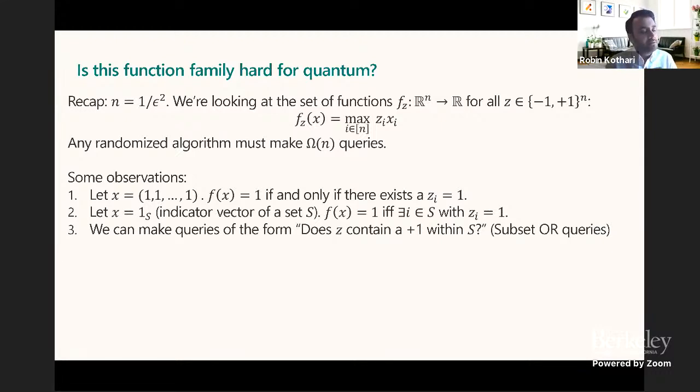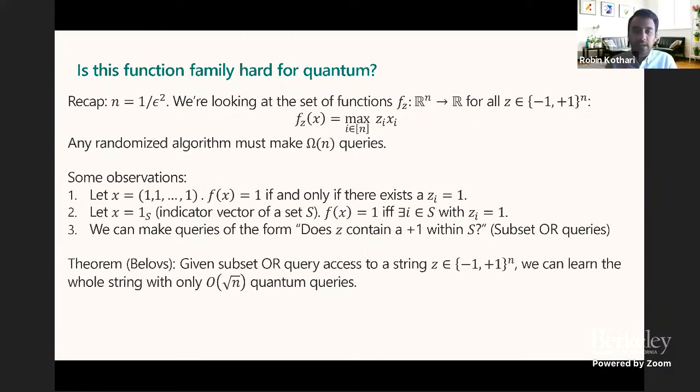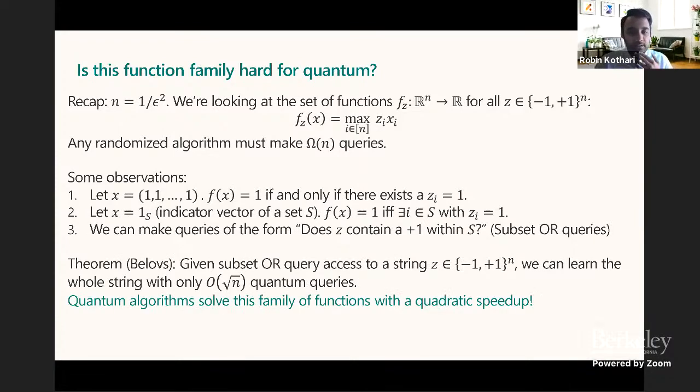Okay, so now the problem is reduced to the fact that we have some plus-minus 1 string of length n, and we have these subset OR queries to it, and we want to learn all of these z_i's, so we want to learn the entire string. And can you do that with fewer than n queries? It turns out that you can. This is a remarkable result of Alexander Belov's. He shows that given these subset OR queries, you can learn all of these z_i's with high probability using only square root n quantum queries. So in fact, quantum algorithms can solve this problem faster, and there's a quadratic speedup. This classical hard family can be solved faster by quantum algorithms.